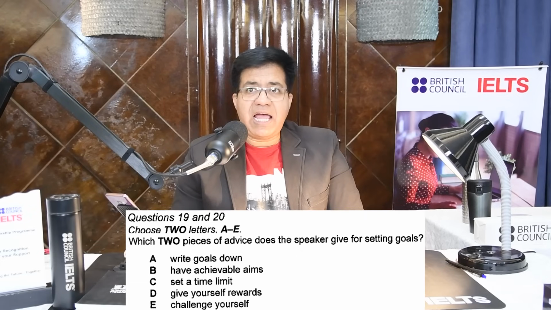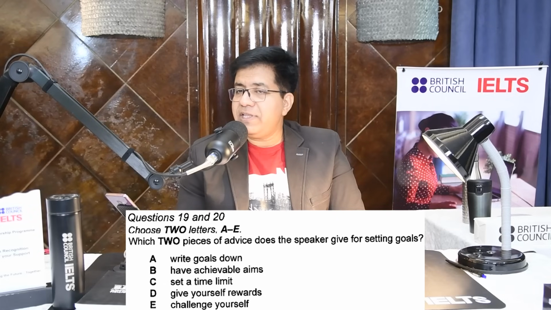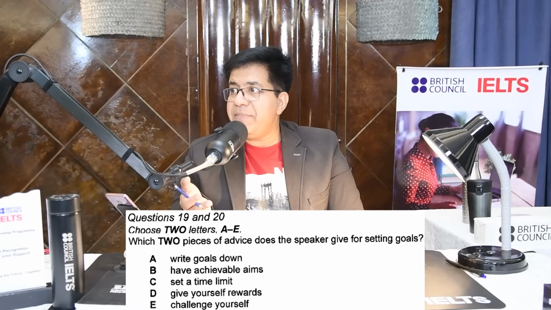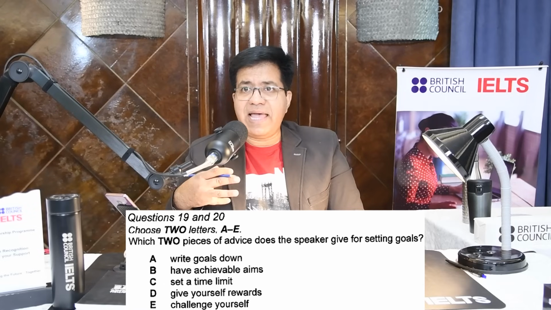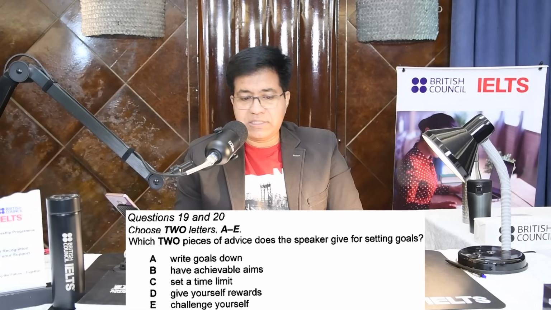Option C, set a time limit. Set a time limit means within 10 days I will do this. Within 30 days I will do that. So set a time limit. If she says time limit is important. If she says you don't need to give a time limit to yourself, right? Or don't make yourself time bound, then it is not the answer.